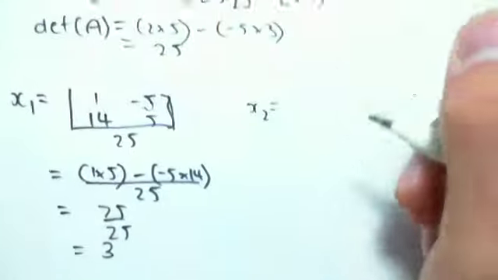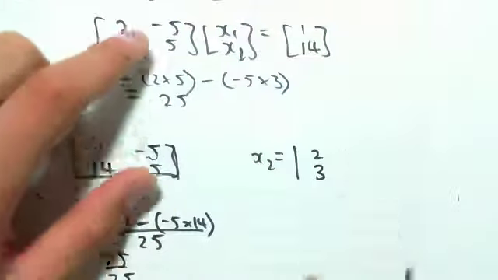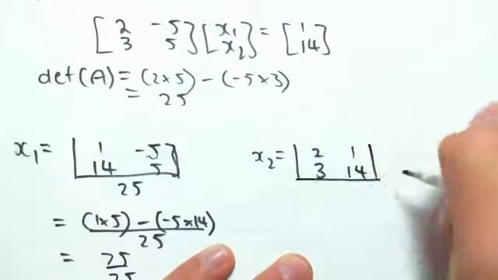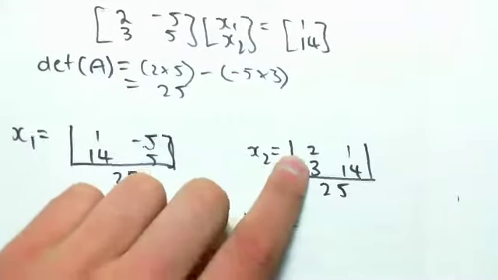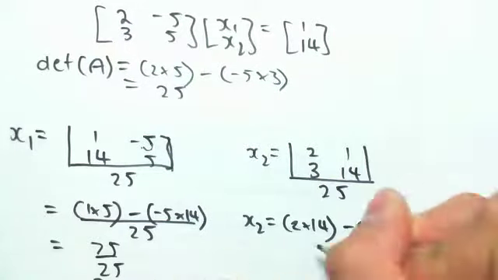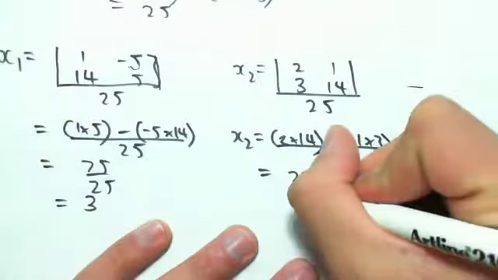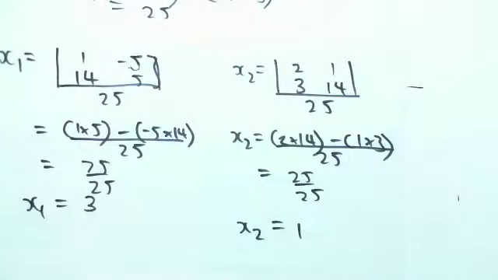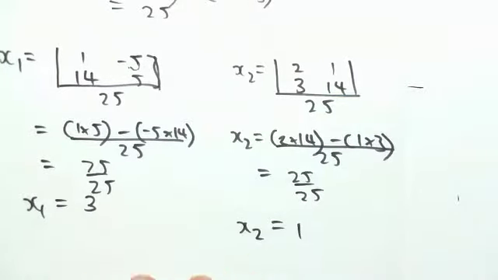For x2, you now replace the other column. So we're going to leave 2 and 3 there. So it's the determinant of 2, 3, replacing this column, minus 5, 5, with 1, 14, on top of the determinant of A, which is 25. So solving for x2, finding this determinant, we'd find 2 by 14 minus 1 by 3 on top of 25. And if you were to solve this, you would have 25 on 25, which equals 1. Okay, which is the exact same as our previous answer. x1 equals 3, x2 equals 1.